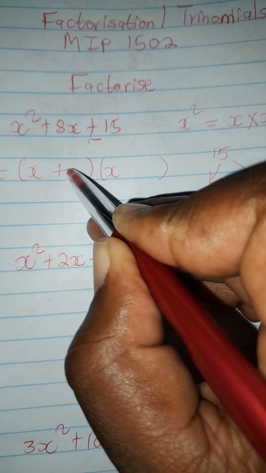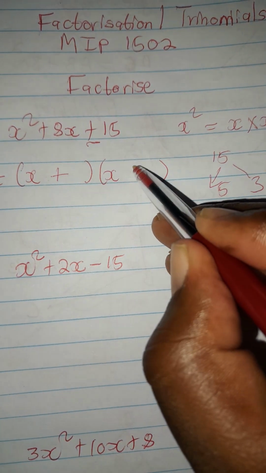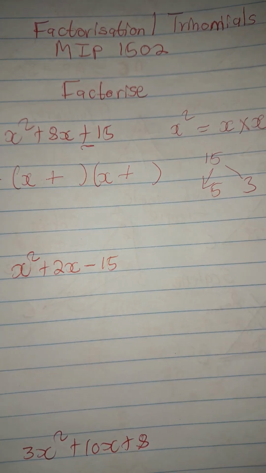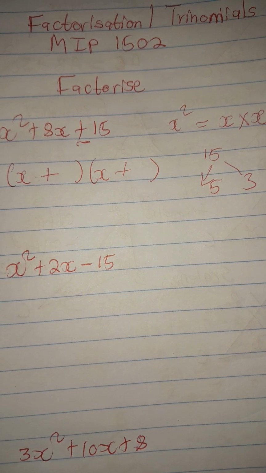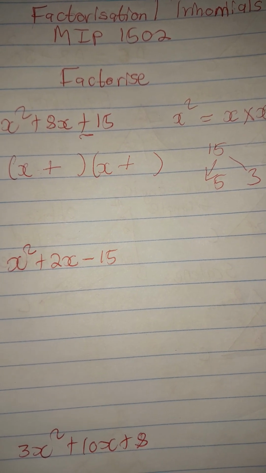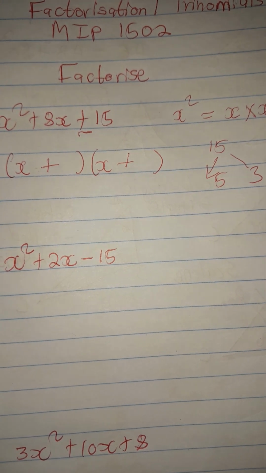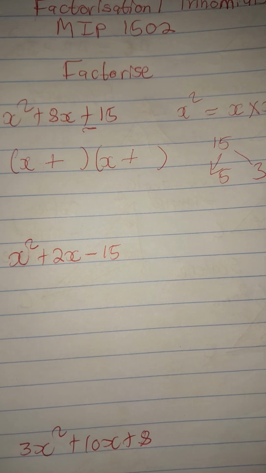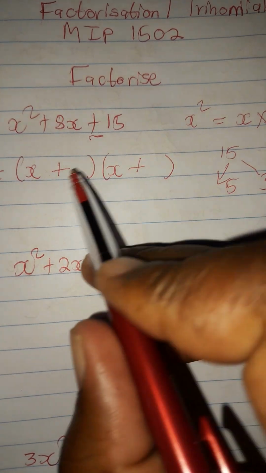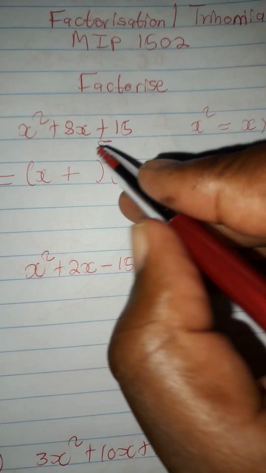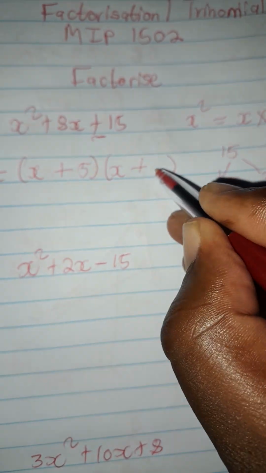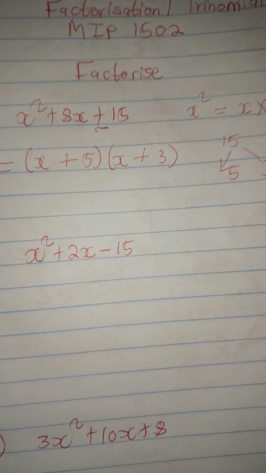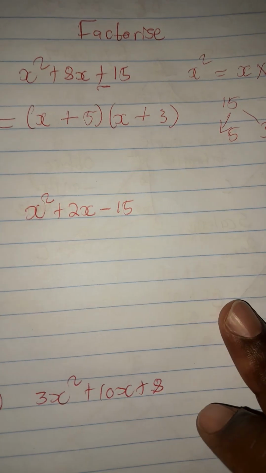Even here, we are going to place positive. Even here, we are going to place positive. Both signs will be the same because the constant 15 is positive. That's why I put plus and plus. So here it will be 5 as well as 3 in this case. Okay, we are done with the first one.